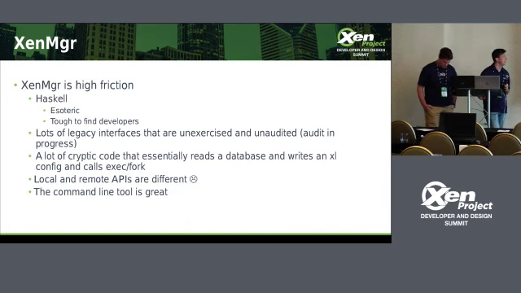And at the same time, right now, for the most part, what it does is read the database, write an Excel file, and then call XL create on that Excel file. So I think we can do that in a much simpler way. Local and remote APIs are different, so if you're managing some VM instances on an OpenXT box, there's a completely separate protocol that's used. It's not unified with the Zen Manager API.